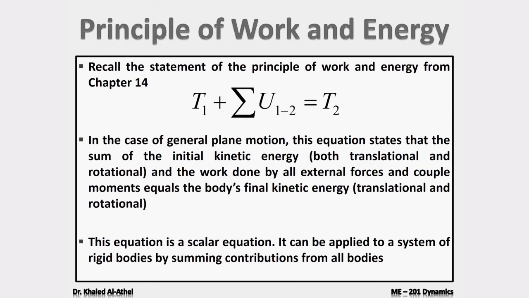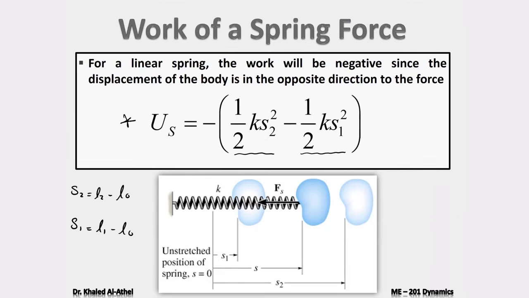Now, the principle of work and energy is something that you should be familiar with by now. It is T1 plus the summation of the work done between 1 and 2 equals T2. Keep in mind that this is a scalar equation, so it solves for only one unknown. It does not solve more than one unknown.